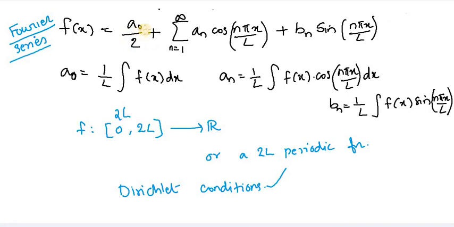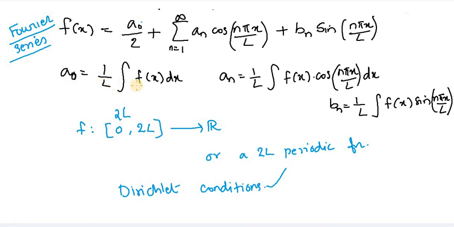Like f(x) can be written as a0/2, where a0 is a constant, plus the sum from n = 1 to infinity of an cos(nπx/L) plus bn sin(nπx/L). Both of these n's will vary 1, 2, 3, etc. up to infinity. And the coefficients are given by the Euler formulas.